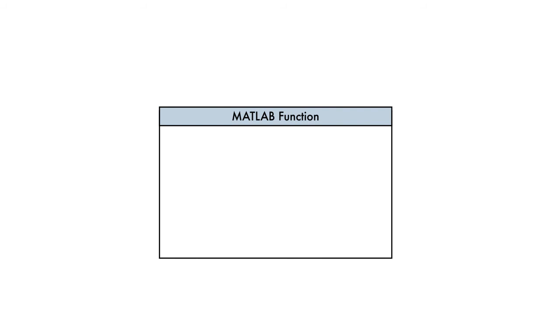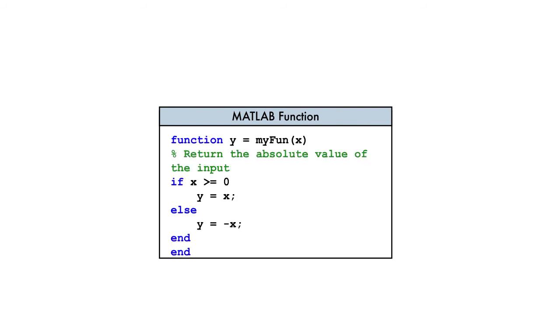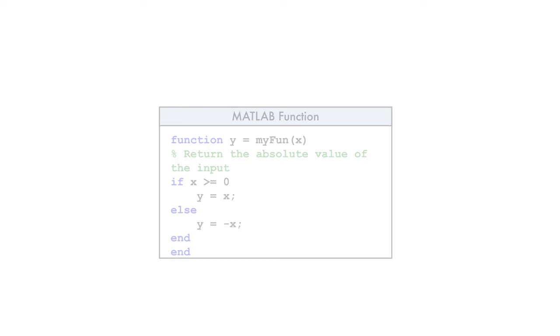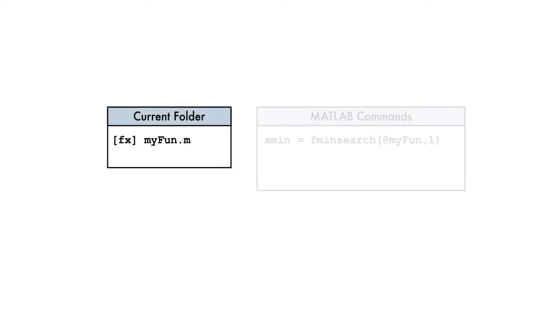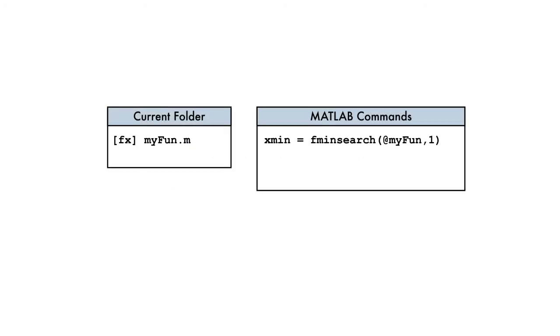But what if our input function is too complex to express in a single line? In this case, we have a second option available for passing a function as input. After writing our input function, we'll create a handle to myfun directly by placing the @ symbol before the function name. We can then pass the function handle as input, as before.